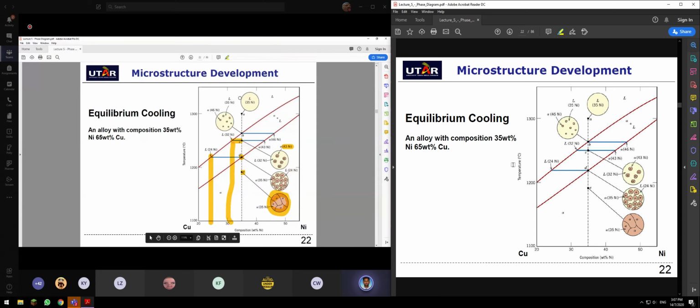Okay, this and this can be correlated. It exists in one phase, which is liquid, at 35 weight percentage. Here, solid at 35 weight percentage of nickel. Okay, this is how the microstructure changes. It grows bigger, and it becomes solid. So the liquid diminishes.